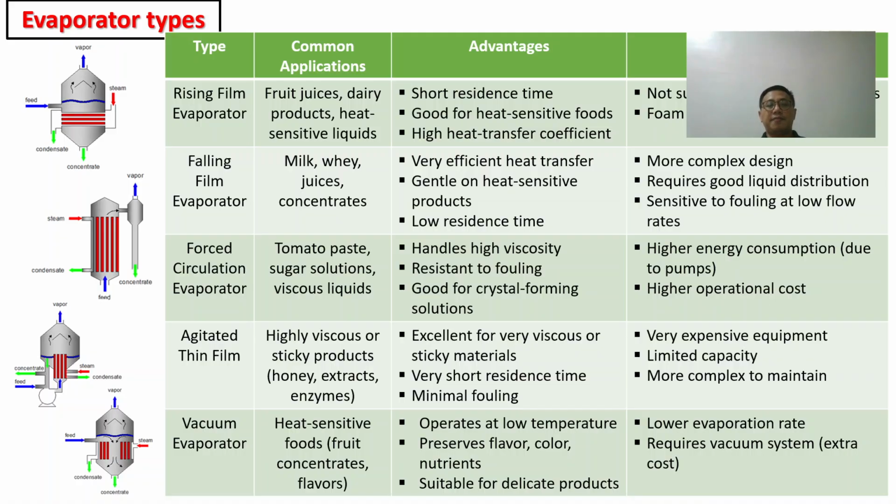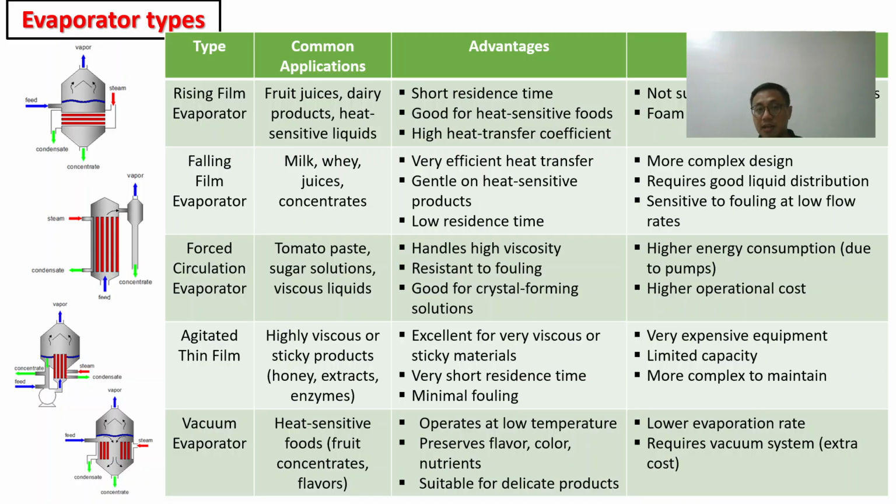Next is the agitated thin film evaporator. It's something like a scraped surface heat exchanger. We have an agitator inside. It's used for highly viscous or sticky products, for example honey, some plant extracts, enzyme mixtures. Very sticky, very highly viscous, high sugar content, or high starch content, so very sticky. It's excellent for very viscous and sticky material.